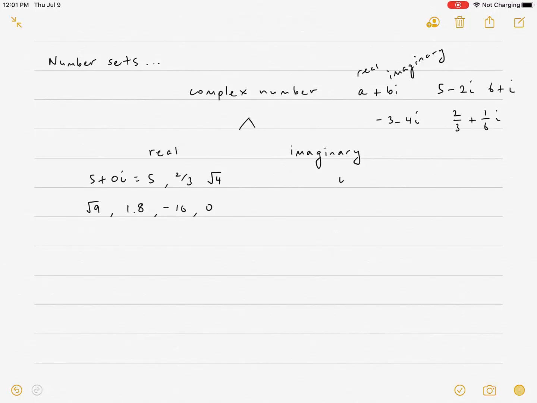Imaginary numbers is a very simple class. It's just your i's, your negative 3i, your 7i, numbers like that. And that branch doesn't continue. The reals, though, do continue. We have two different branches with the real. We have our rational numbers. Rational numbers are numbers that can be written as fractions. And we have our irrational numbers, numbers that cannot be written as fractions.